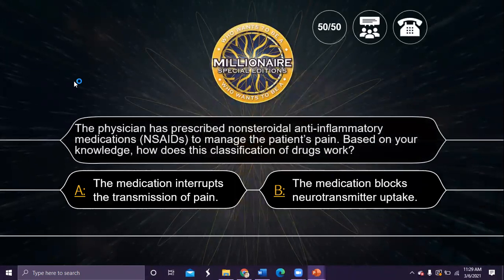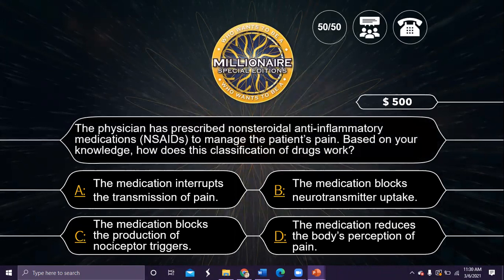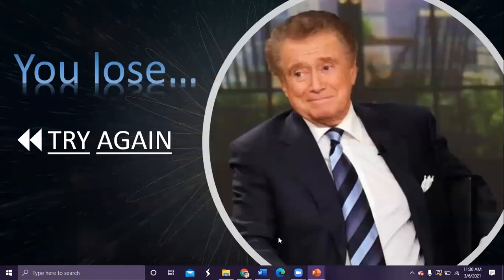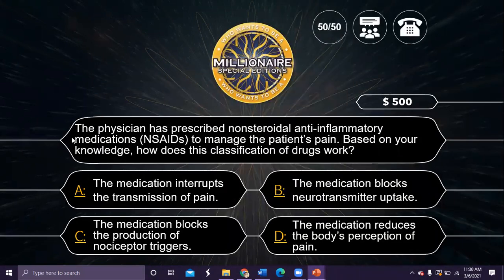The physician has prescribed non-steroidal anti-inflammatory meds to manage the patient's pain. Based on your knowledge, how does this classification of drugs work? A, the medication interrupts the transmission of pain. B, the medication blocks neurotransmitter uptake. C, the medication blocks the production of nociceptor triggers. Or D, the medication reduces the body's perception of pain. D. Is it C?